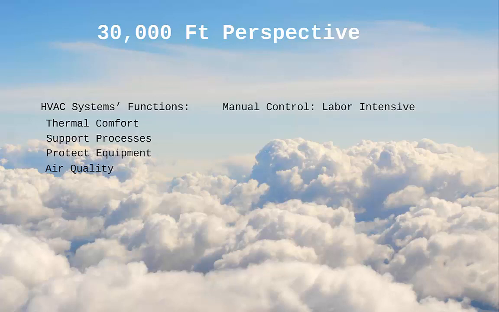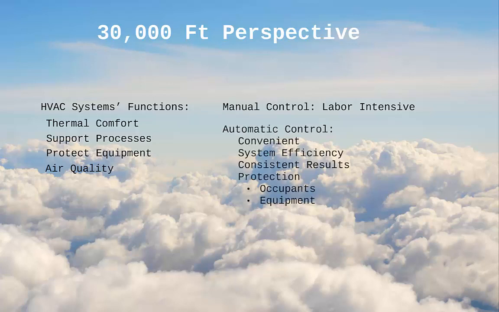Having automatic control systems, the ones that can think for themselves, incorporated into our HVAC equipment arrangement provides for convenience. Additionally, automatic control systems have the ability to control for better system efficiency than we could, provide more consistent results as we are prone to get distracted, and provide protection to both occupants and equipment that we could not.